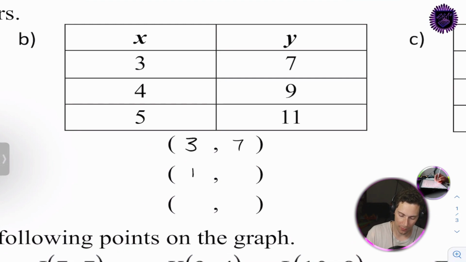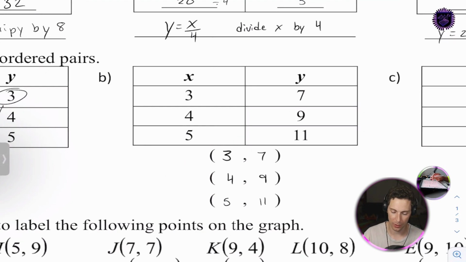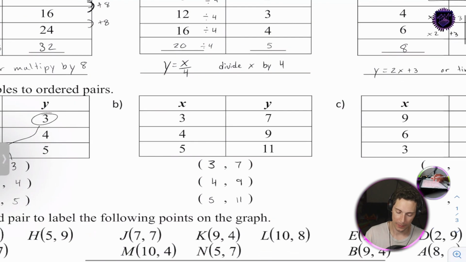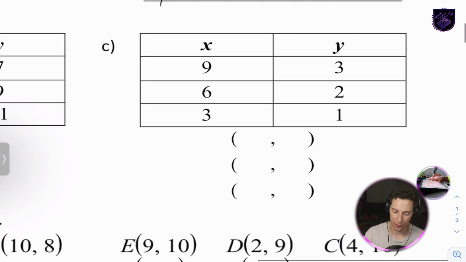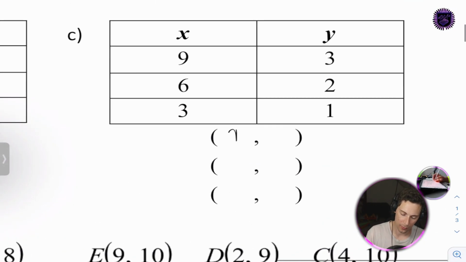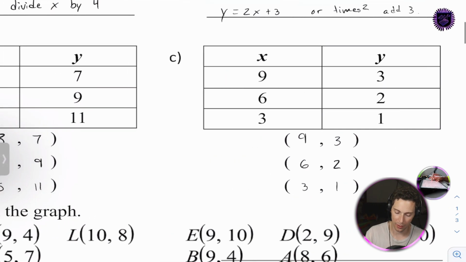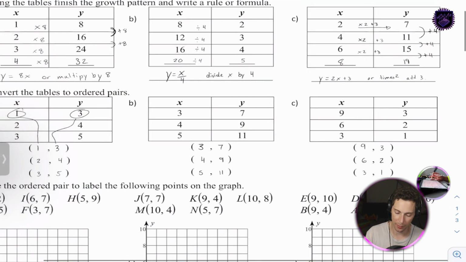Now, B, same thing. 3, 7, 4, 9, 5, 11. That's just really straightforward stuff. C, 2, 9 and 3, 6 and 2, 3 and 1. Those are our points on the coordinate plane from that table.